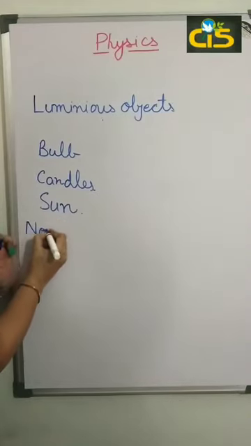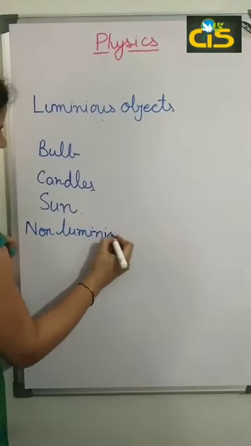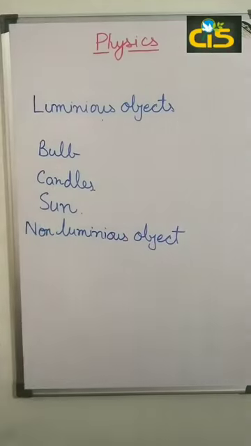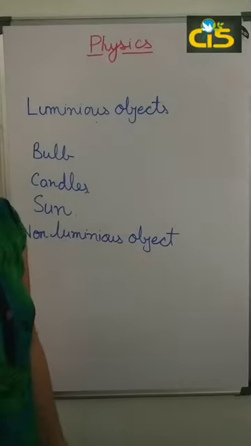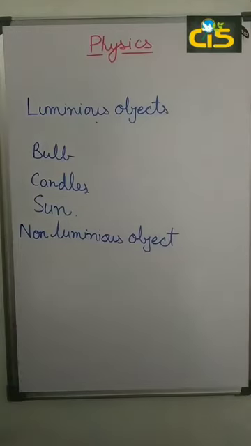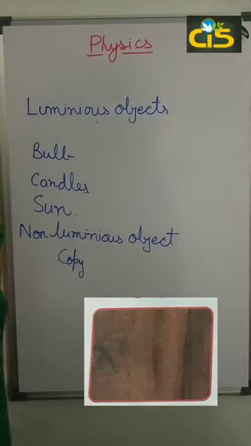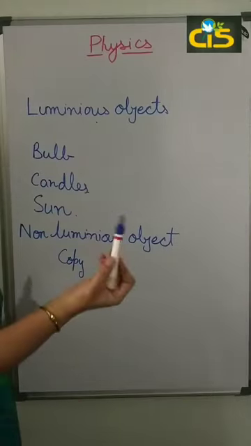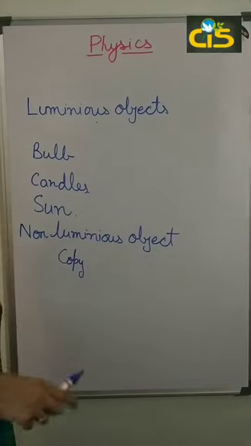Non-luminous objects are the objects which do not emit light by themselves. For example, any of the planets. Your copy, this board does not emit light, or you can say this pen does not emit light by themselves. So these are the non-luminous objects.